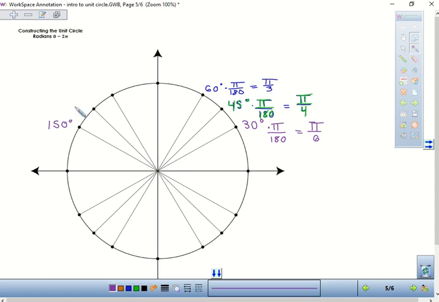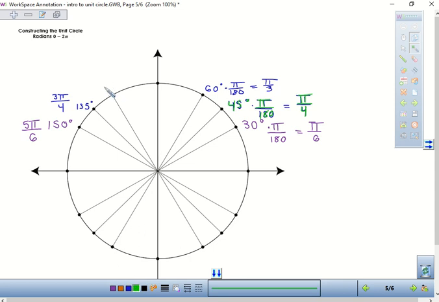So 150, how could I go from 30 degrees to 150? Multiply by? 5. So can't I just simply multiply the radians also by 5? So it would be 5 pi over 6. That's a quicker way to do it than having to do all that math every time. Okay. This one right here is 135. What would I multiply 45 by to get to 135? 3. So what's the radian measure going to be? 3 pi over 4. Good.